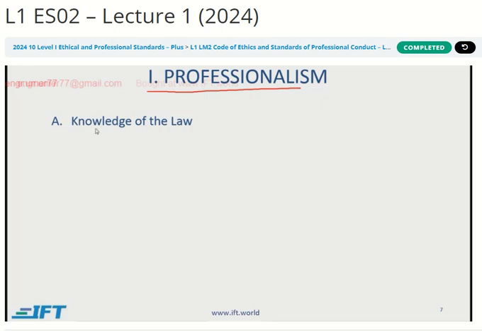Standard 1A is knowledge of the law. What this essentially is saying is that you as a candidate or a member need to know the law. Obviously, part of professionalism is recognizing the law that is relevant to your work. In addition to knowing the law, you need to know the code and standards that apply to you as a candidate. Whenever there is a conflict between the applicable law and the code and standards, you need to follow the stricter version. We'll be talking about this in detail later.